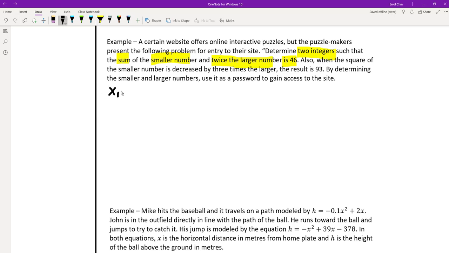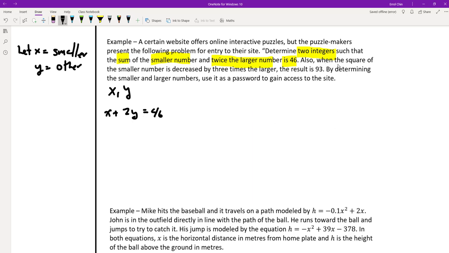I know that I have 2 numbers, x and y. All right. So the sum of the smaller numbers, so that's going to be x plus, right? I'll do a let statement, right? Let x equal the smaller number, and y is equal to the other number. So x is the smaller number, twice the larger number, so that's 2y is equal to 46. So that's equation number 1.